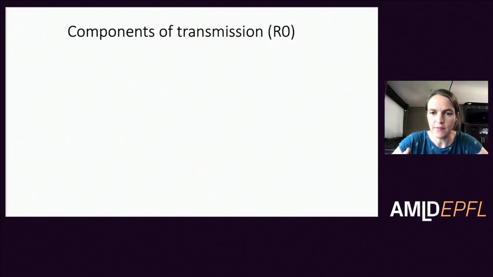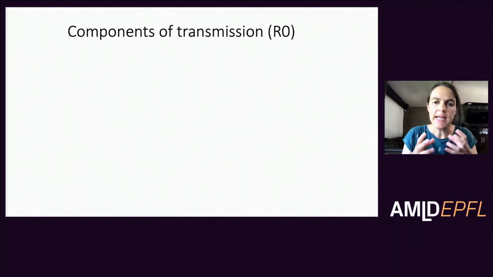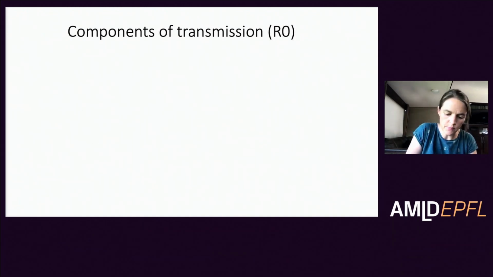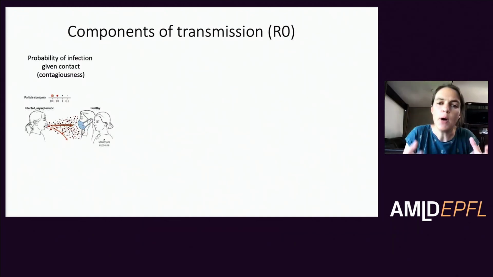So you may have heard of SIR models and the reproduction number. We've been talking a lot about that. And really R0, or the basic reproduction number, is a way to explain and describe the growth rate of a disease in a population. Now, the components of this basic reproduction number come down to three basic parameters.